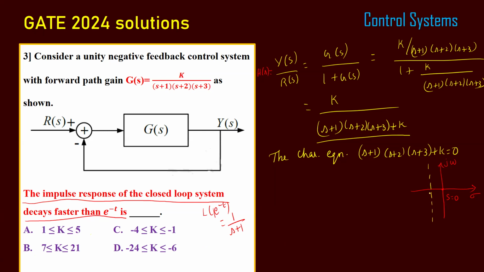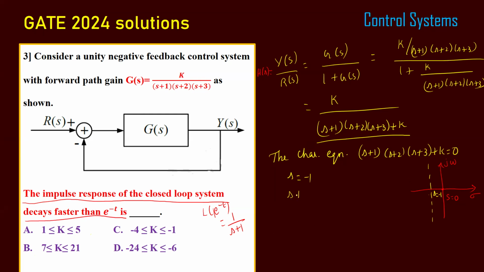So we should find the K value such that the impulse response decays left of s equal to minus 1. Instead of taking the origin as the reference axis, we are going to take s equal to minus 1 as the reference axis for the given problem. So s equal to minus 1 is the reference axis, that means s plus 1 equal to 0.